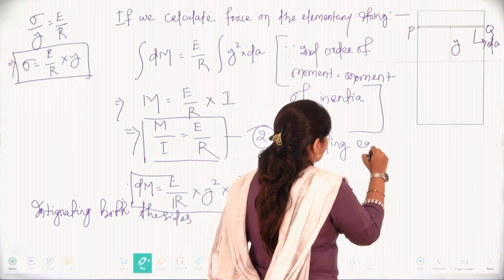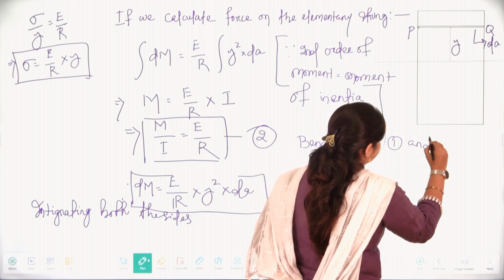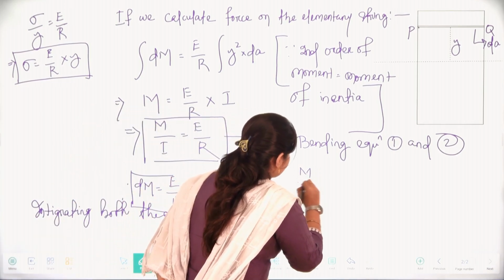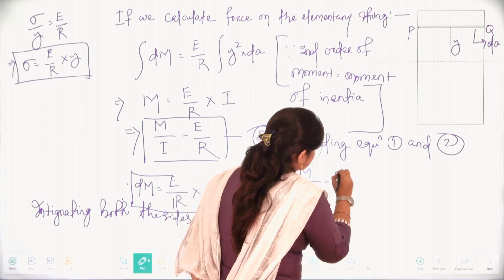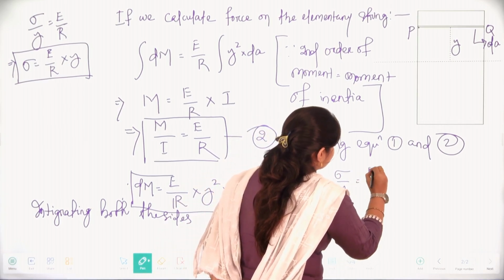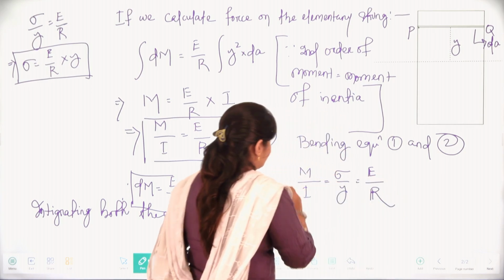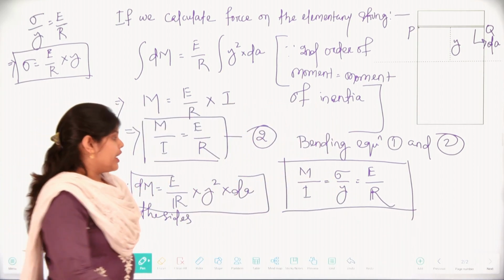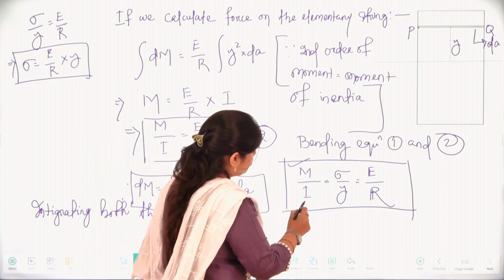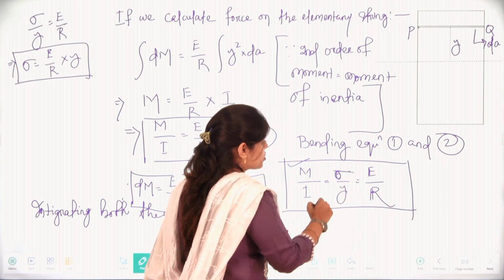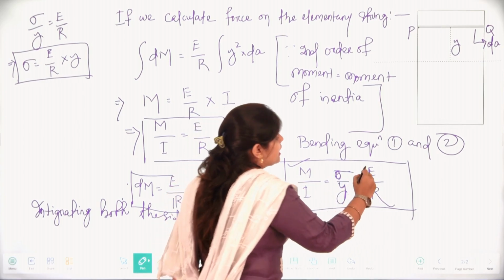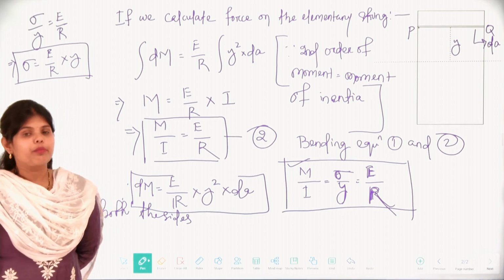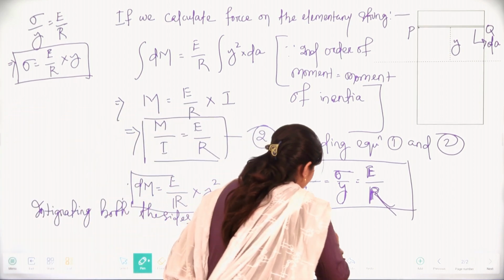If we merge bending equations 1 and 2, we will have M by I equals sigma by y equals E by R. Here we have the total bending equation. M refers to moment, I is the moment of inertia, sigma is the stress, y is the perpendicular distance, E is Young's modulus, and R is the radius of curvature. So here we have the bending equation.